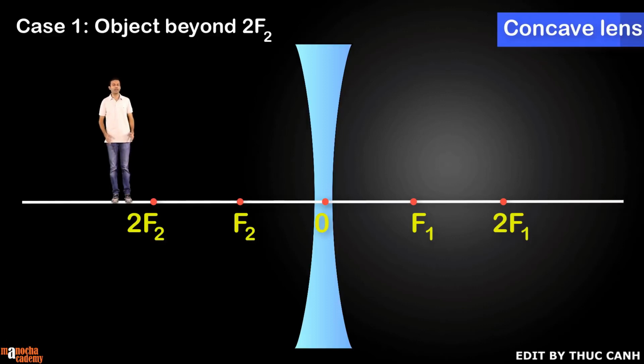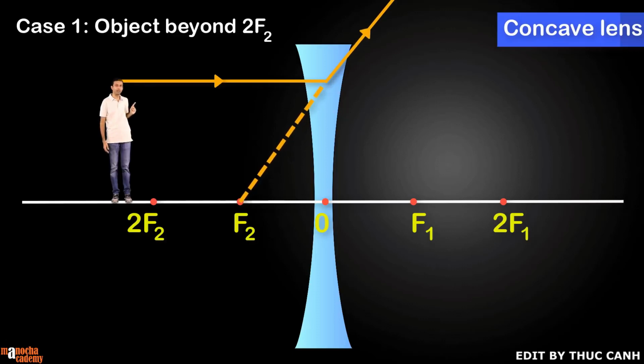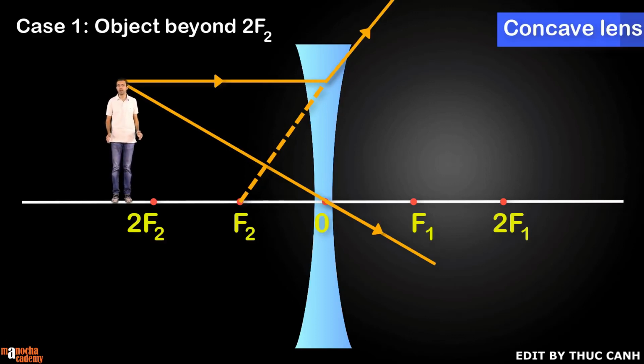For the first ray, let's use rule 1. The ray that is parallel to the principal axis, after refraction, if we extend the refracted ray backwards, it appears to come from the focus. For the second ray, let's use rule 2. The ray going towards the optical center goes straight through without being deviated. Now, where do these two refracted rays meet? Since they are divergent rays, we need to produce them backwards.